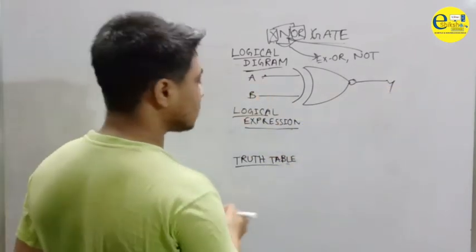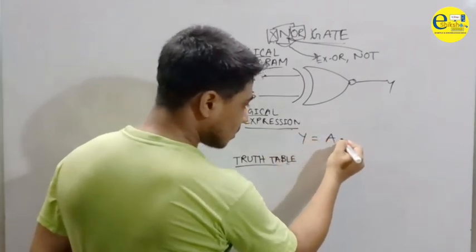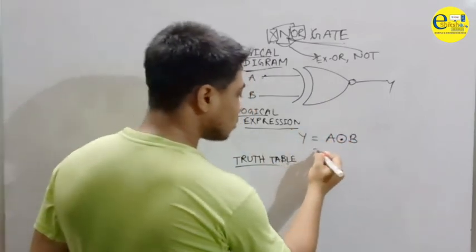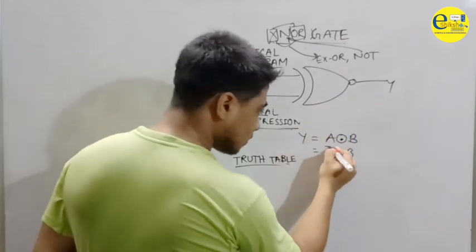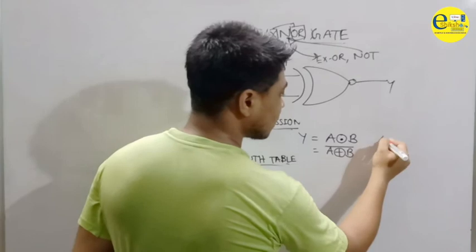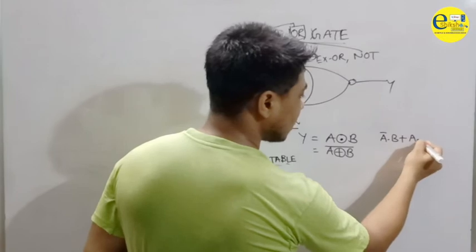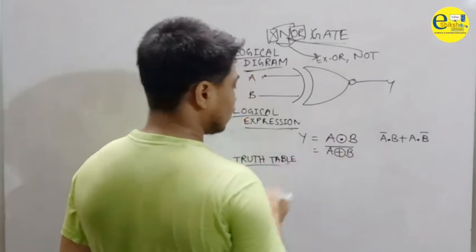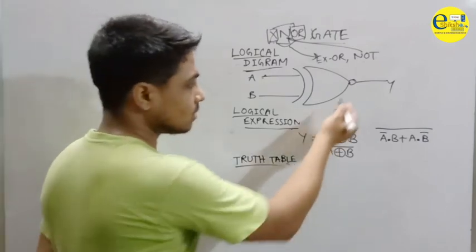So the logical expression of this gate is Y equals A dot, then circle it, then B, or it can also be written as A XNOR B, as it has a NOT gate, so that's why it is complemented. Another expression: as the XOR gate expression was A bar dot B and A dot B bar, the logical expression of the XNOR gate will be the complement of this expression, as it has a NOT gate.